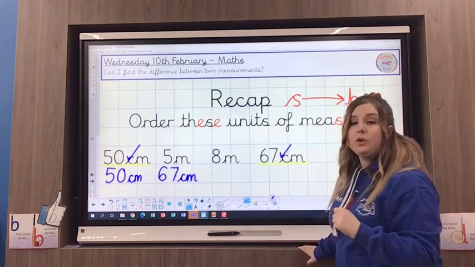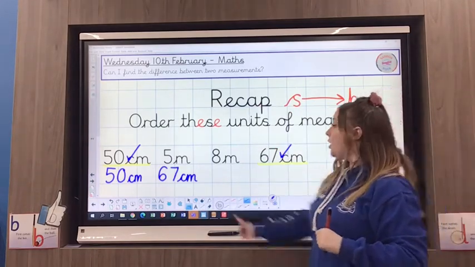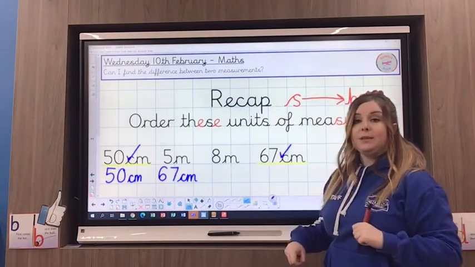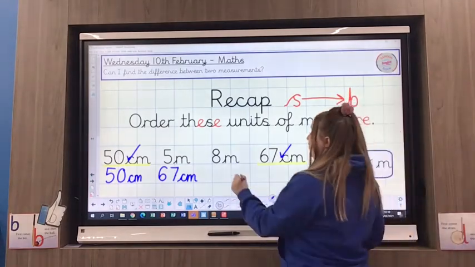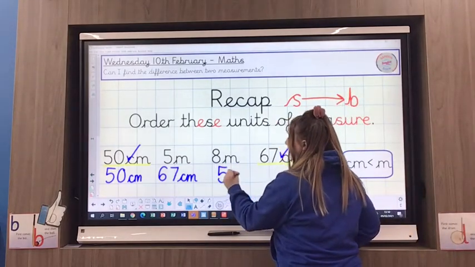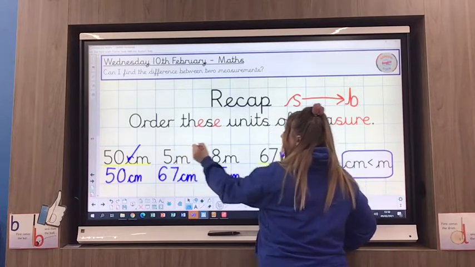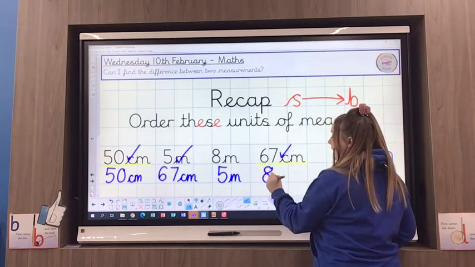So now let's focus on the metres then, Year 4. 5 metres or 8 metres, which would come next? Would be 5, meaning that 8 metres is our biggest amount.